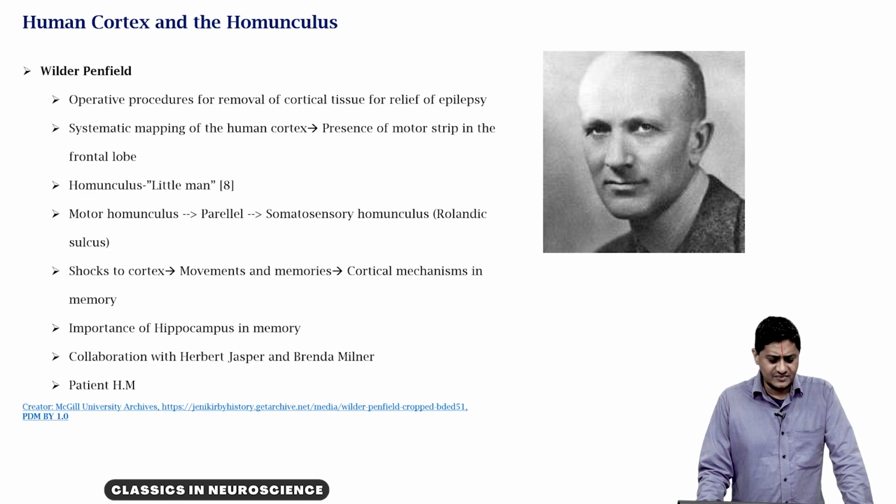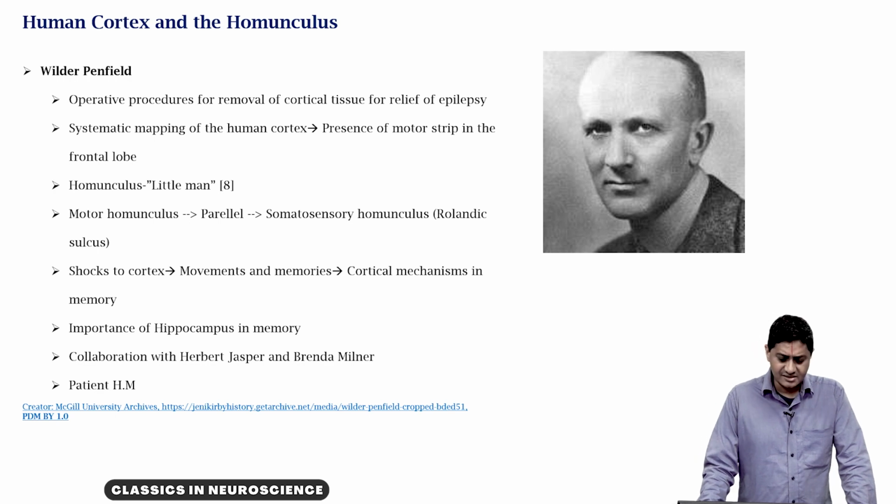During these surgeries, he performed a systematic mapping of the human motor cortex. He confirmed the presence of the motor strip, the so called primary motor cortex, just anterior to the Rolandic sulcus or the central sulcus. He confirmed this presence, and he also found that stimulating different regions within this motor strip activated muscles in different regions of the human body.